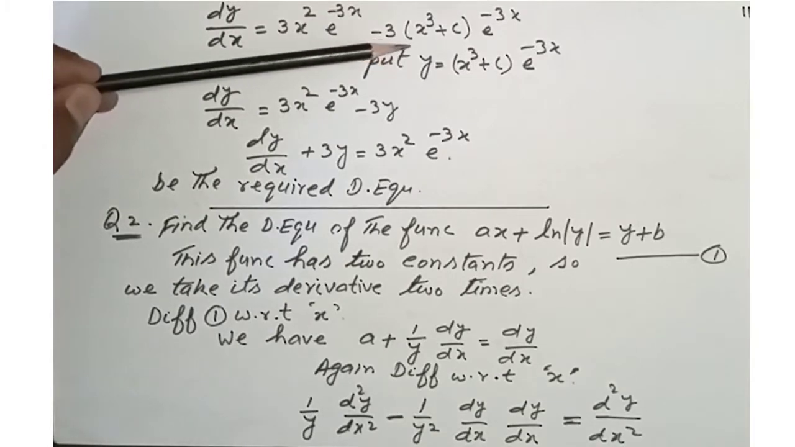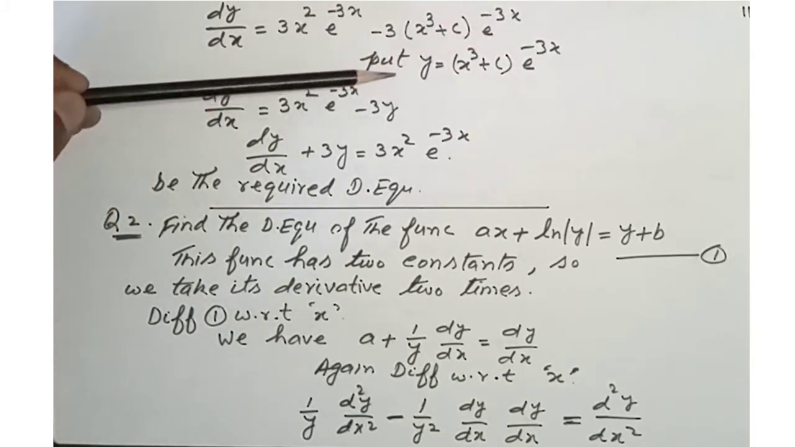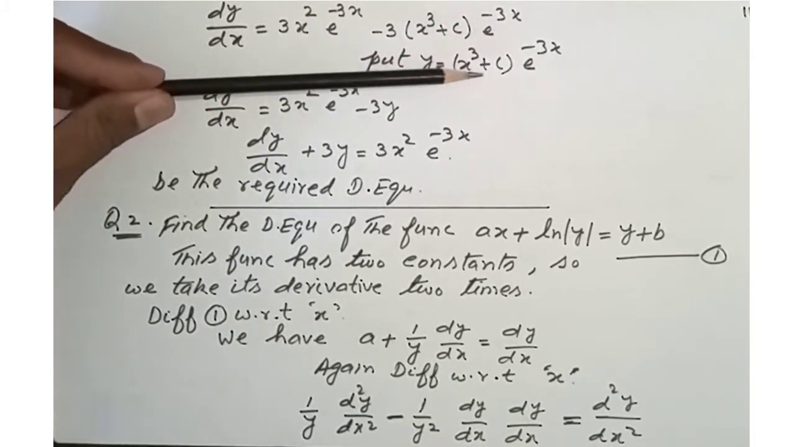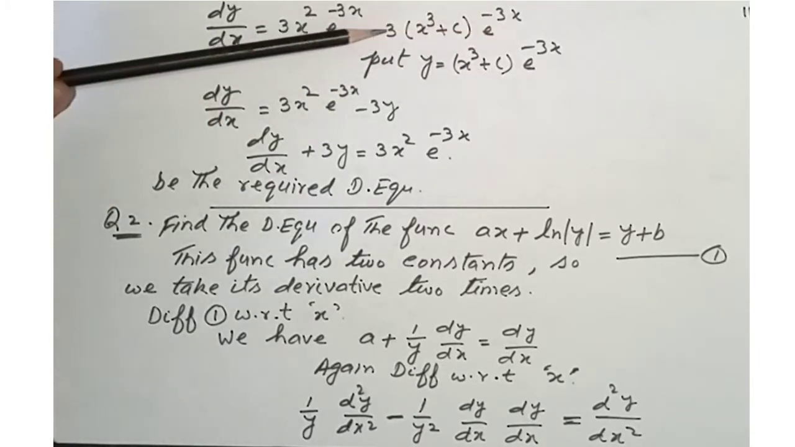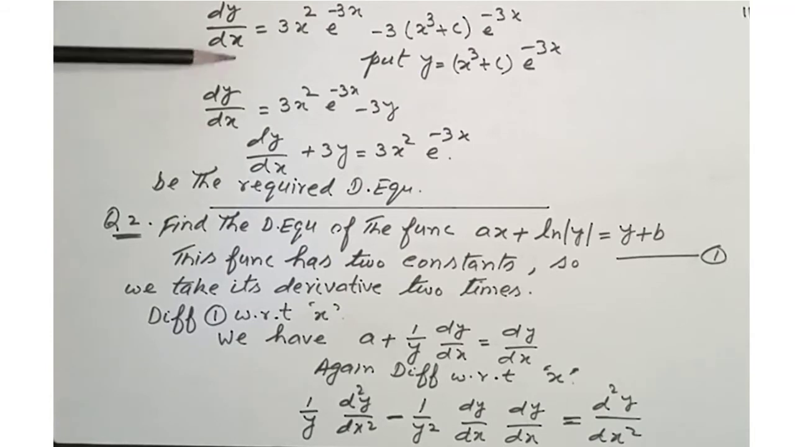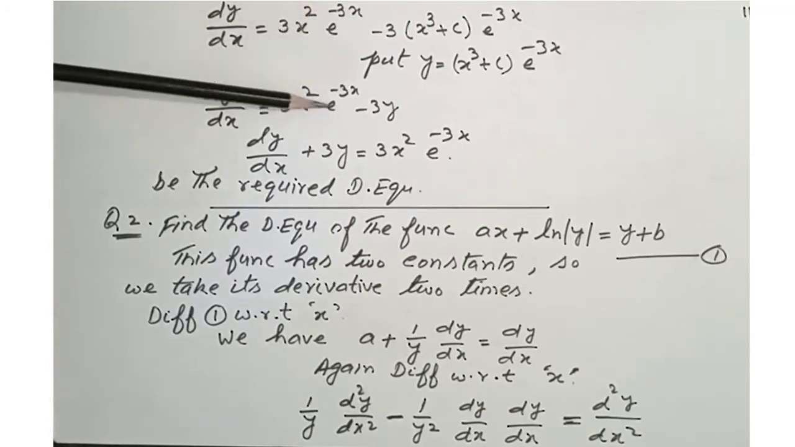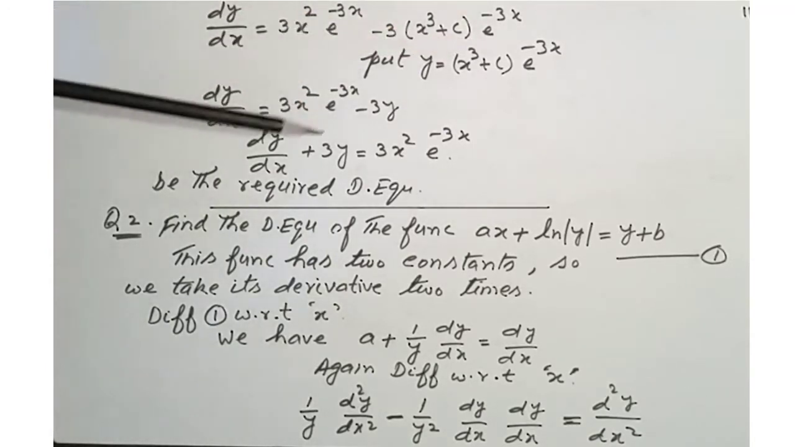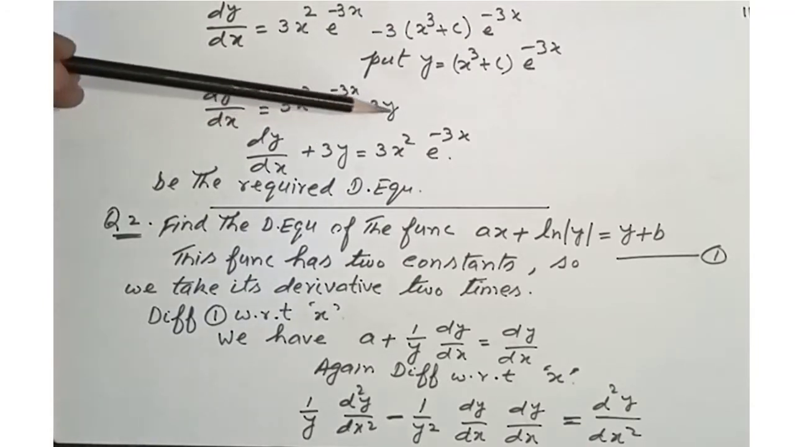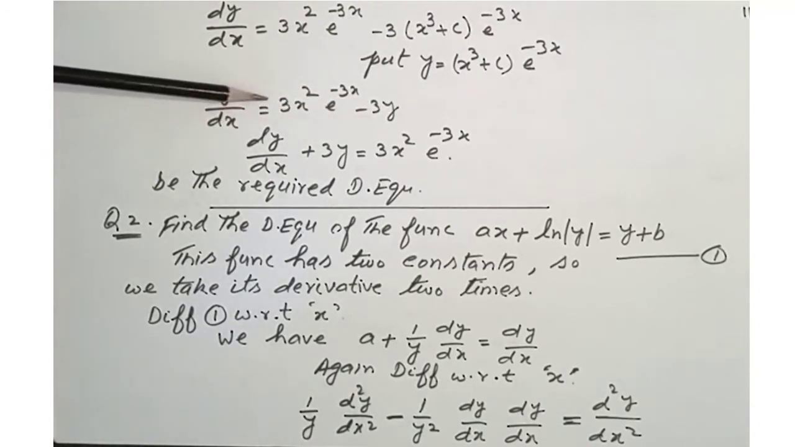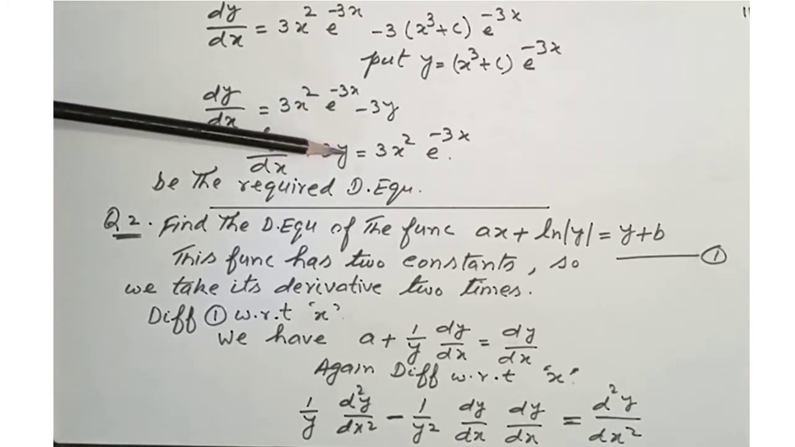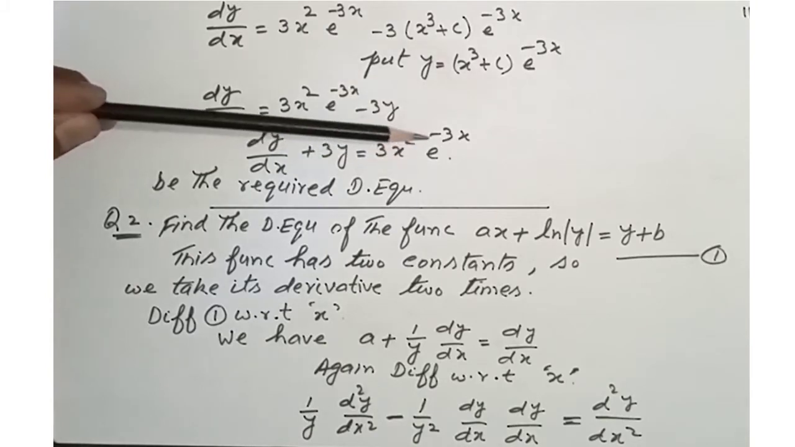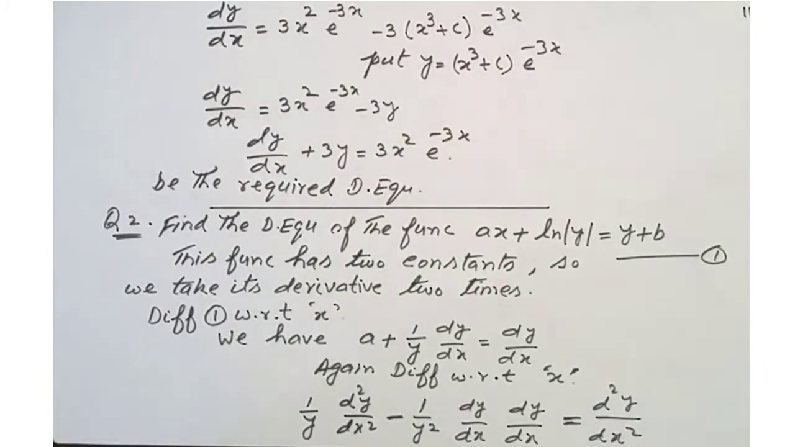So this is the value of y, because we know y equal to x cube plus c e^(-3x). In this place we put y. This becomes dy/dx = 3x² e^(-3x) - 3y. This is the value of y. So you see the value of c is eliminated. So this is the solution of this equation: dy/dx + 3y = 3x² e^(-3x), the required solution.